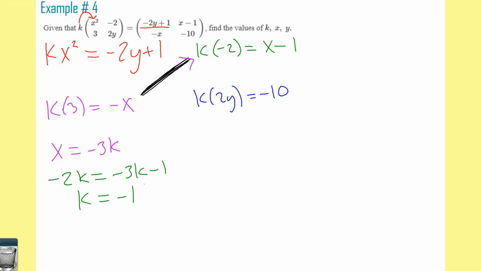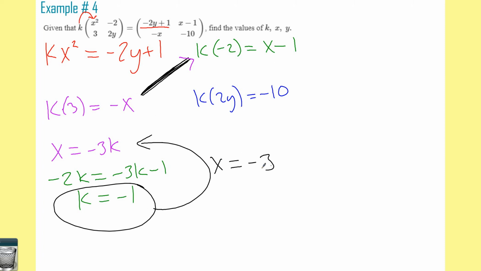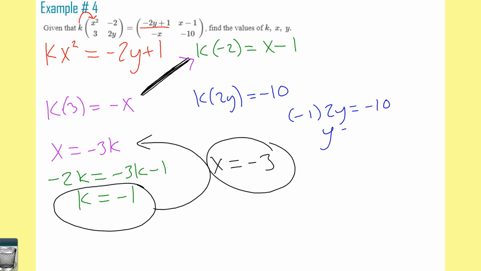So now it's all about plugging stuff back in. We've got one answer, plug it in there. That gives us x equals negative 3. Now that we've got k and x, we can plug in other stuff. For this blue equation, we can do negative 1 times 2y equals negative 10. So y should just equal 5. Okay, and all we needed was k, x, and y. Perfect.